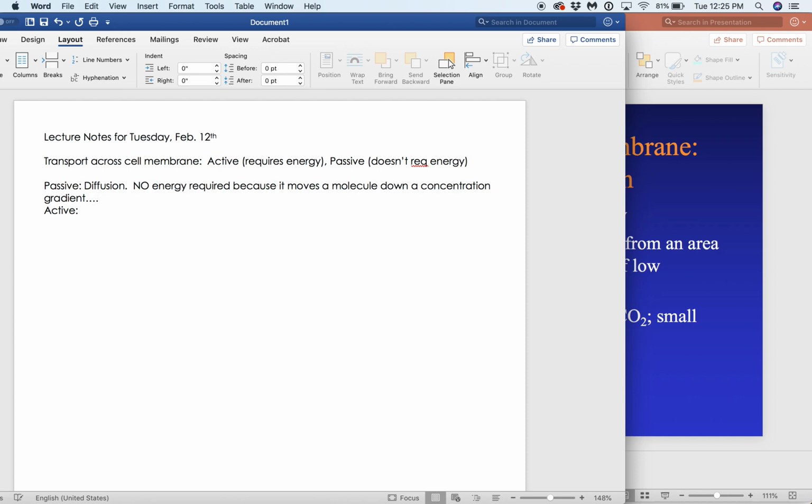In fact, passive transport eases a gradient, or it equalizes a gradient. Active transport requires energy because it moves molecules against a gradient.